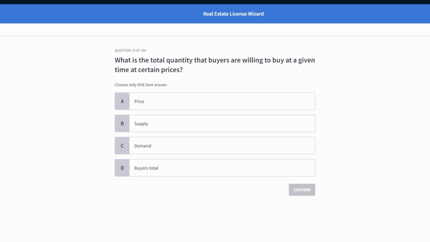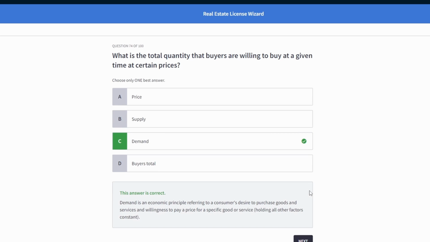Alrighty, 74. What is the answer to 74? What is the total quantity that buyers are willing to buy at a given time at certain prices? That is C, demand. Demand is the economic principle referring to a consumer's desire to purchase goods and services and willingness to pay a price for a specific good or service, holding all other factors constant.